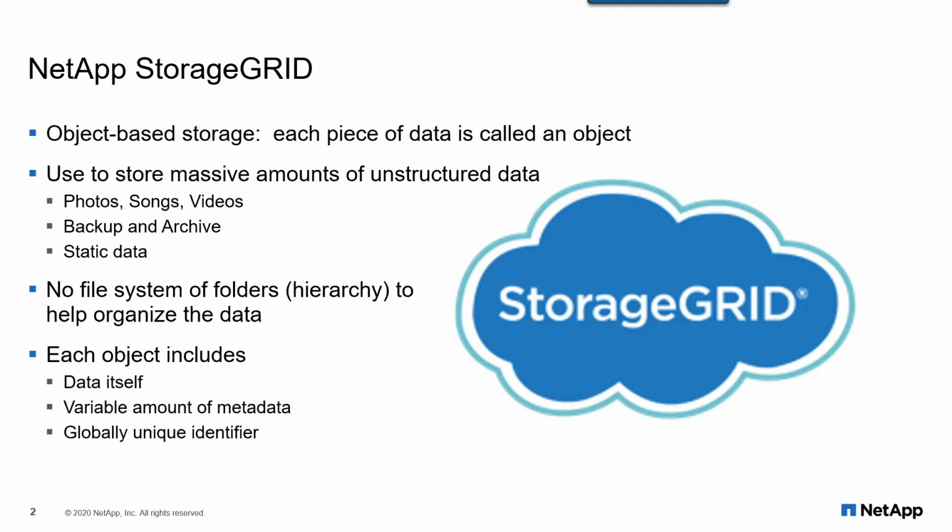There are no file systems or folders to help you organize the data, so each piece of data has a unique identifier that can be used to directly locate that data. Each object includes the data itself, internal and user-defined metadata, and then again, that unique ID that is able to directly locate that data without going through any structure or hierarchy or inodes and all that stuff.